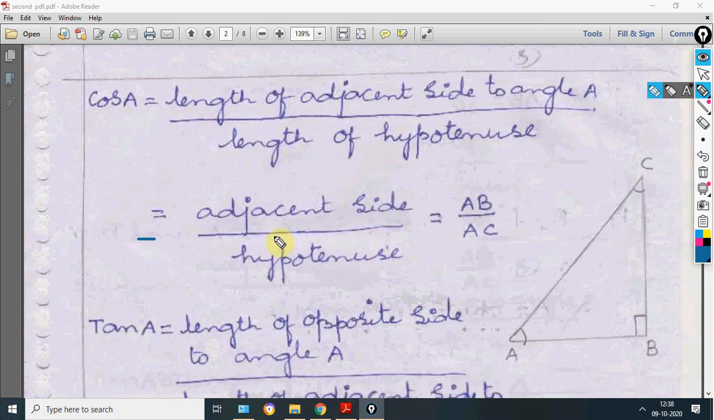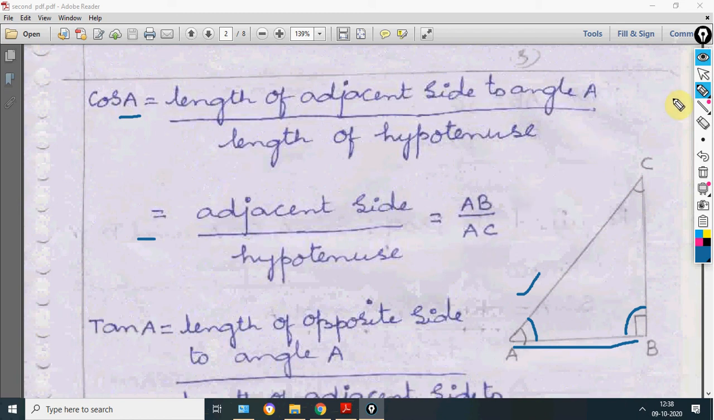This is the formula: cos A equals adjacent side by hypotenuse. What is the adjacent side? For which angle are we looking? For angle A. Adjacent side means, what I said, the nearer side. This is the nearer side, so AB we wrote, by hypotenuse. What is hypotenuse? It is always opposite to 90 degrees. Here 90 degrees is there, this box represents 90, no? Opposite to it is this one, so this is the hypotenuse.